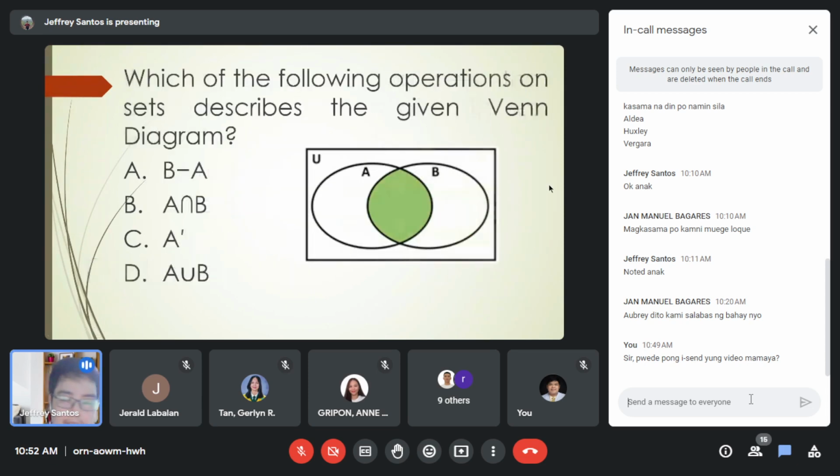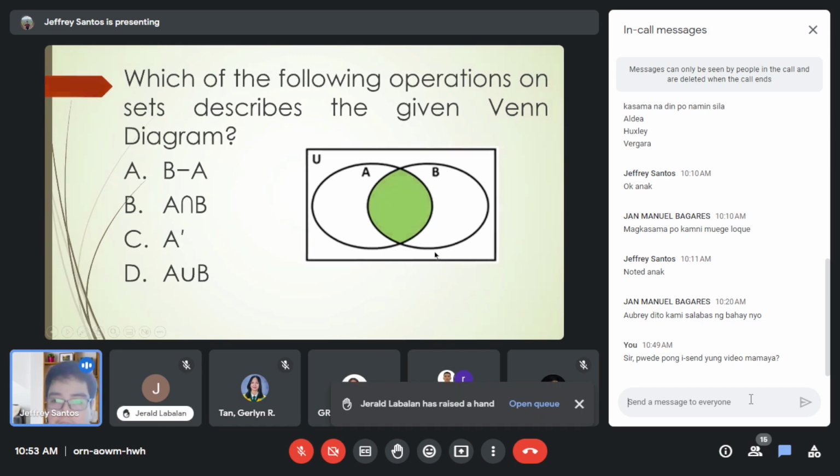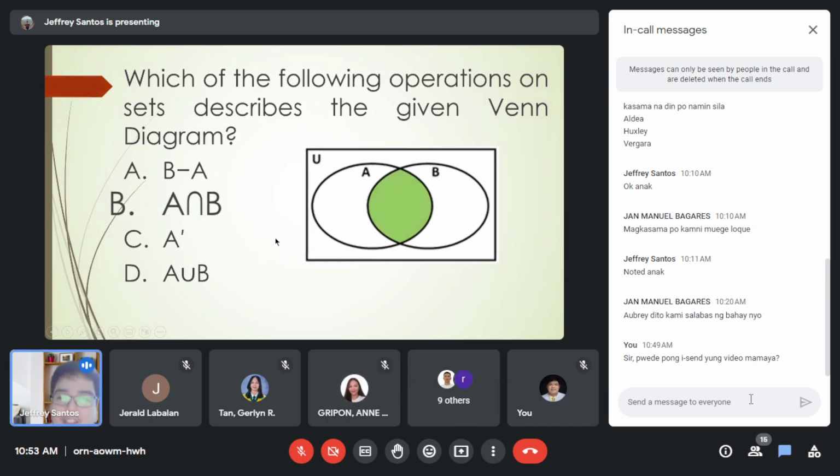Okay, so meron din pong mga ganitong examples, mga anak. You are just going to analyze or determine what operation is given on the given illustration, yung shaded region. Okay, so which of the following operations on sets describes the given Venn diagram? As you can see here, we have sets A and B, and ang shaded region is the region. Letter B po. Ayan, intersection. Correct. The intersection. So intersection of A and B. Ayan, i-determine nyo kung yung iba, ano kayong itsura niyan, ha? Yung shaded region for each of the given.